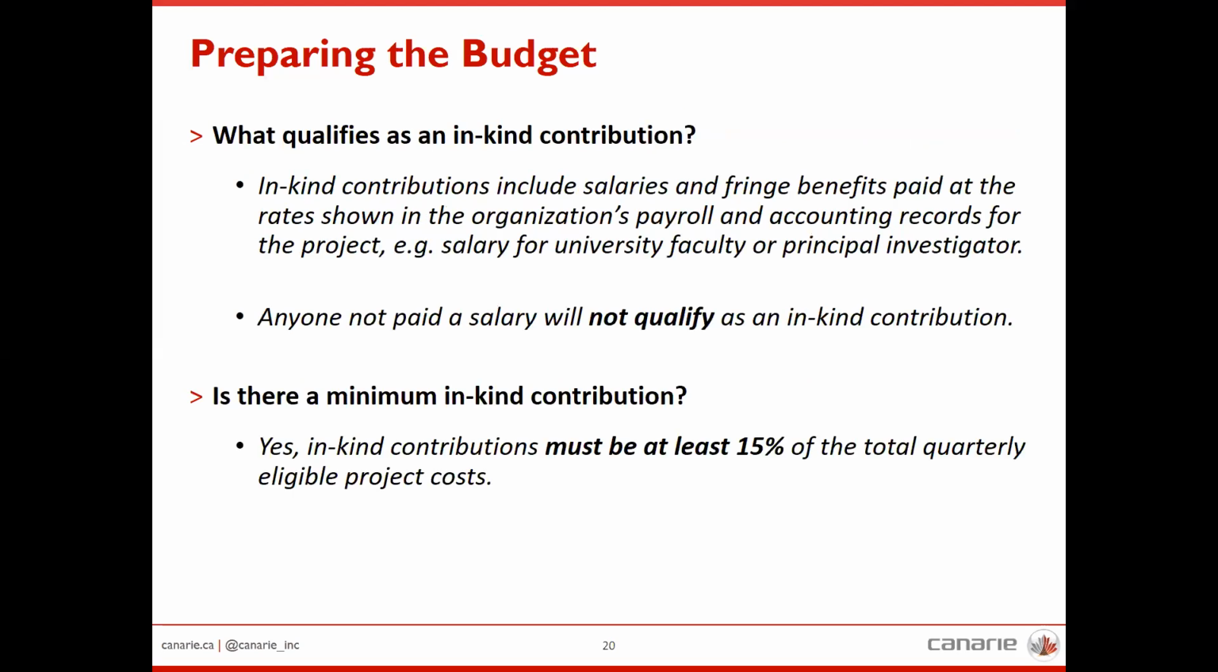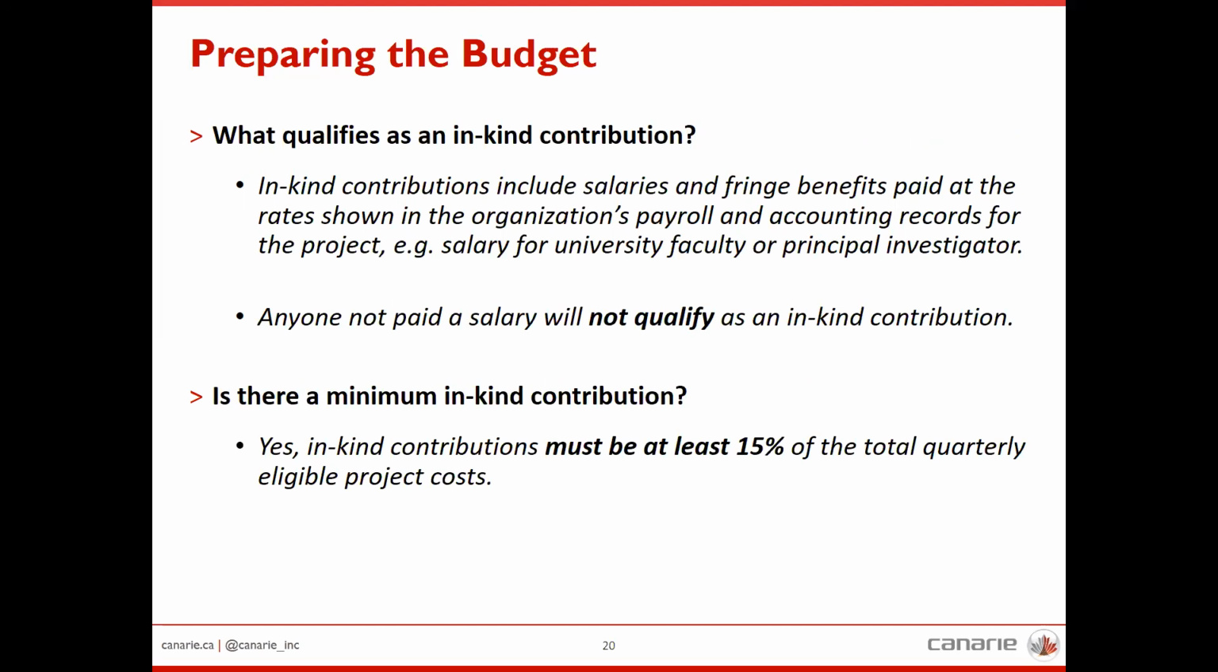You'll find when you're preparing your budget, there's a section on in-kind. So all of these projects require an in-kind contribution. So the first question is, what qualifies as an in-kind contribution? In-kind contributions are limited to the salary and fringe benefits paid at the rates shown in your payroll and your accounting records. And this is typically limited to university faculty, the principal investigator, senior management. Those are the types of costs that we would expect to see in the in-kind section of your budget.